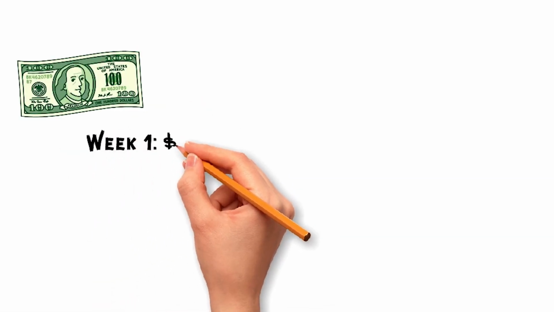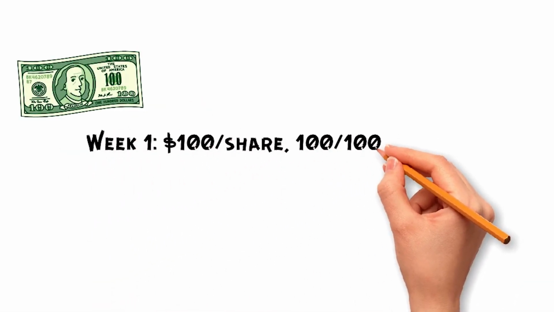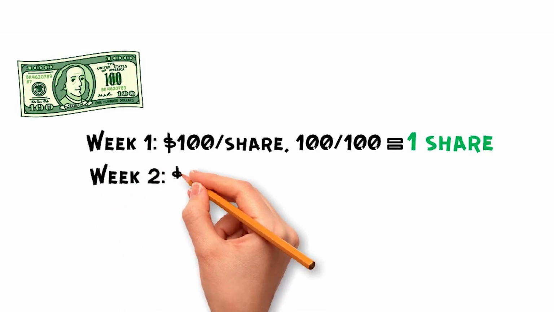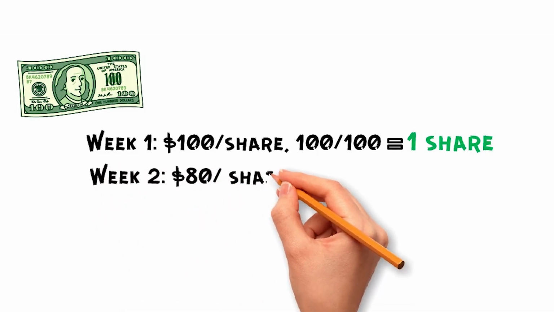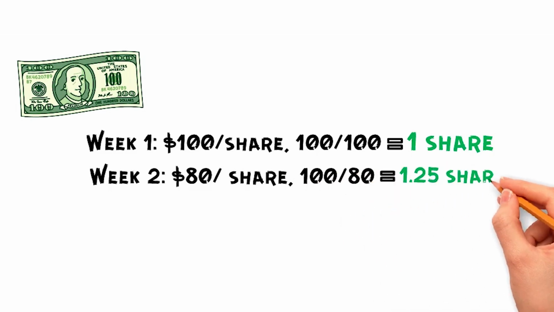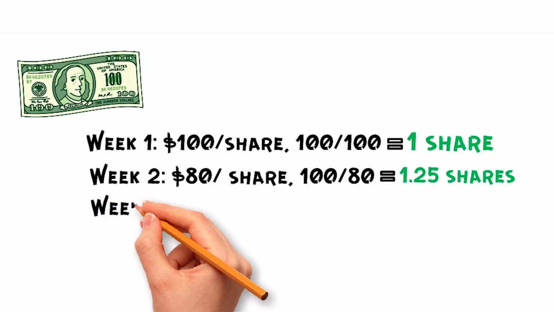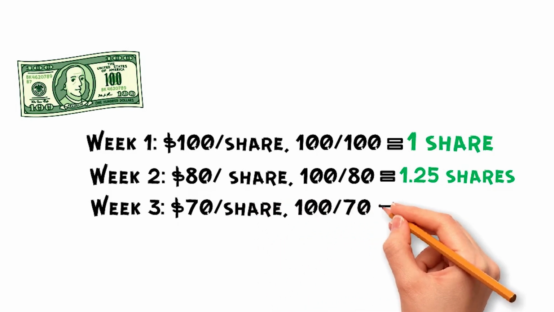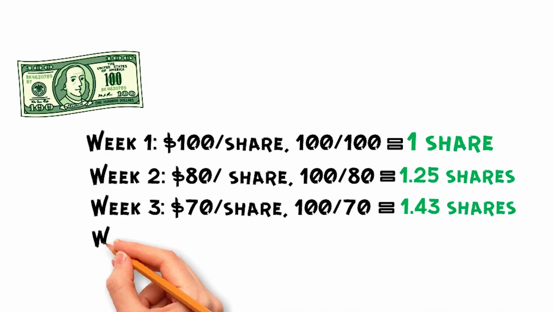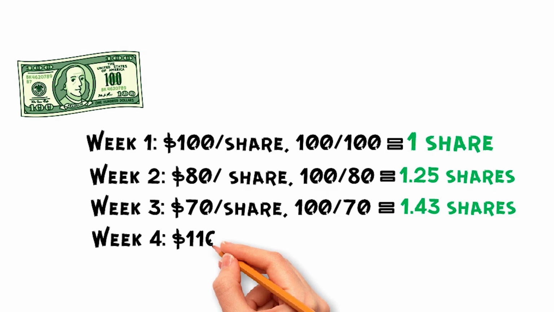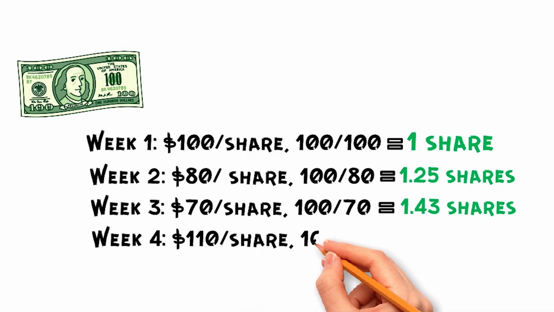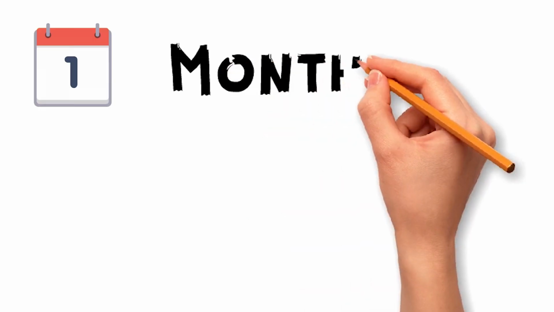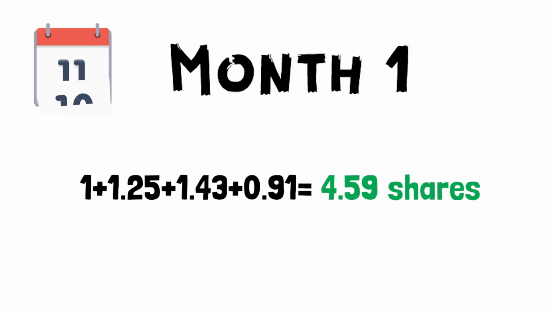In week 1, the stock is $100 per share, so you own one share of stock. In week 2, the stock drops down to $80 per share. Then you own 1.25 shares of the stock. In week 3, the stock goes down to $70 per share. Then you own 1.43 shares of the stock. In week 4, the stock goes up to $110 per share. Then you own 0.91 share of the stock. Within a month, you own 4.59 shares.